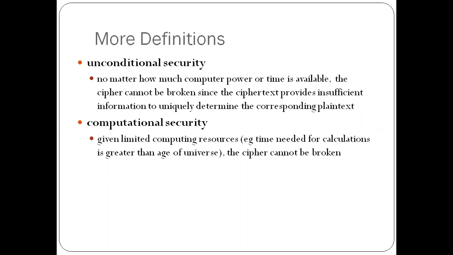Then computational security means that, given limited computer resources, for example, if the time needed for calculation is greater than the age of the universe, then the cipher cannot be broken. That is also a questionable notion, because nowadays we can see that ciphers can be easily broken. But what we need is to protect some confidential information, like the CVV of your card, or different approaches are there.